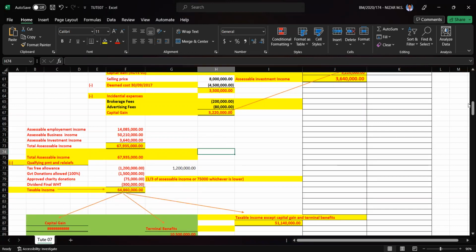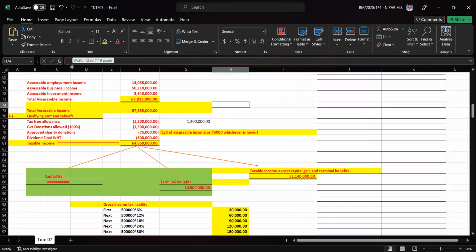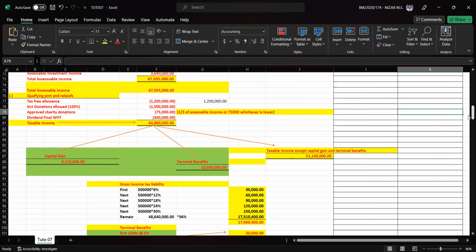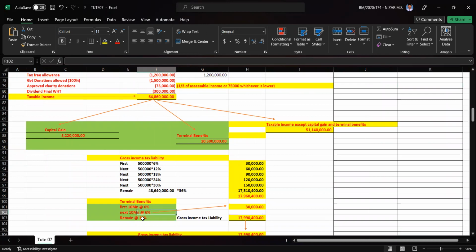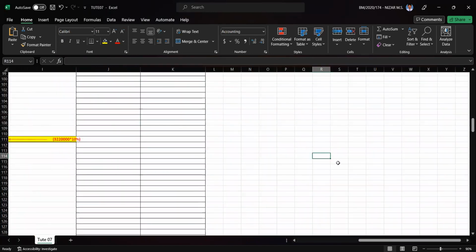Now, after you derive the taxable income, you apply the relevant tax rates. If there is a capital gain, you want to apply the 10% terminal benefit rate. First 10 million, 0 rate. Next 10 million, 6%, remaining at 12%. This is the computation of the terminal benefit tax. Tax payable for the terminal benefit, 30,000. And the remaining at standard rates, 500,000 rates.